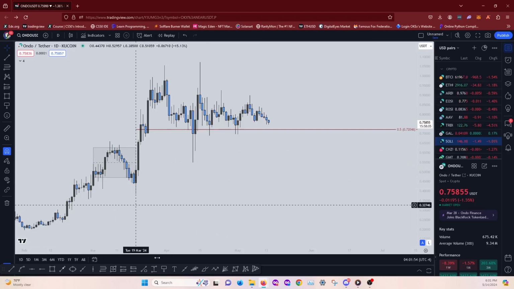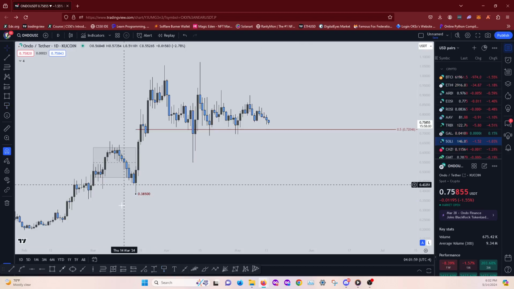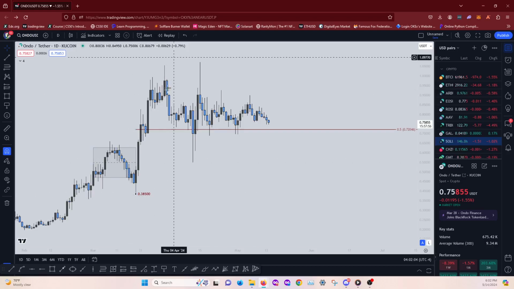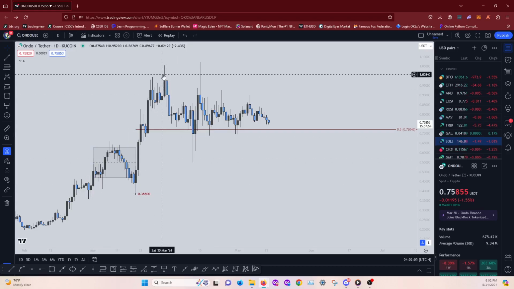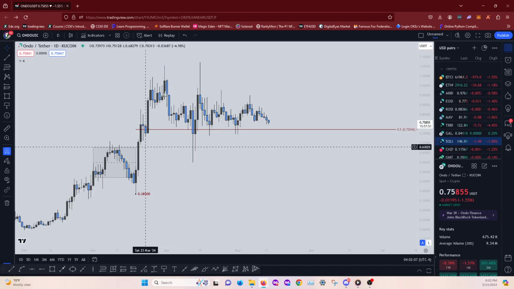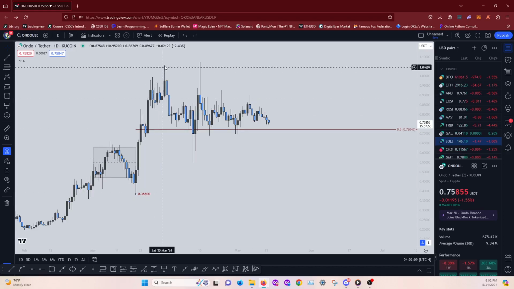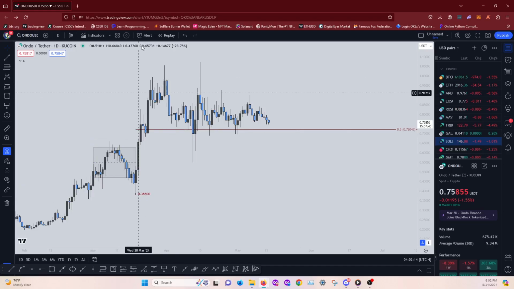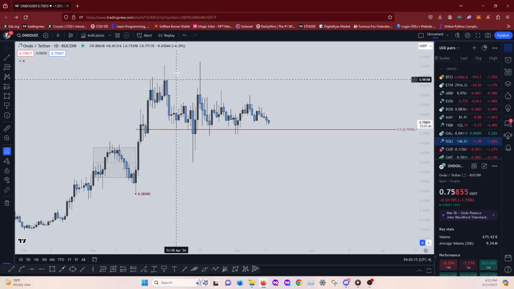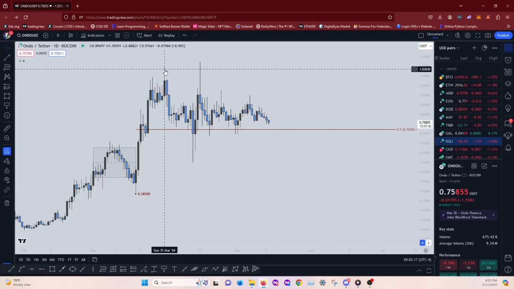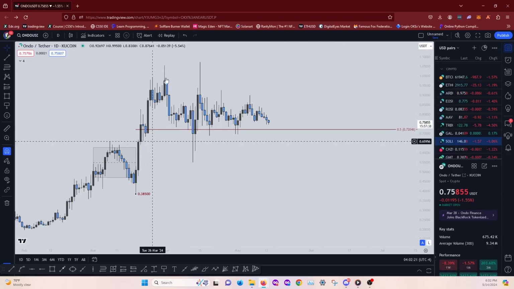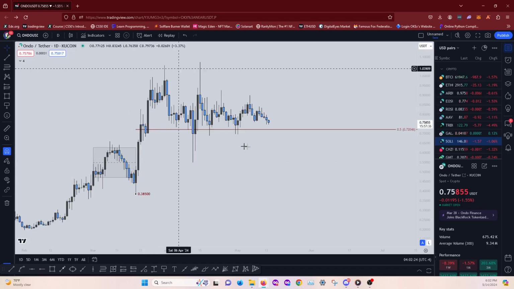We've got the manipulation. So the manipulation was here, and then a displacement move to the upside. This is an energetic move to the upside, and it's an important piece in price action because this is showing a willingness and a large amount of liquidity coming in. This isn't retail buying. This is definitely larger players and institutions making this move. So it's an important range, right?